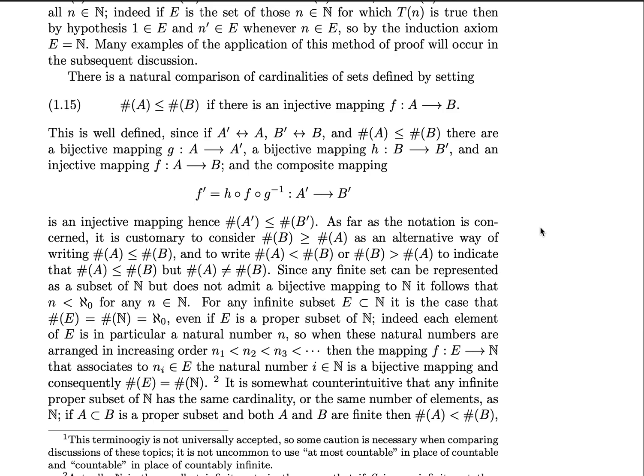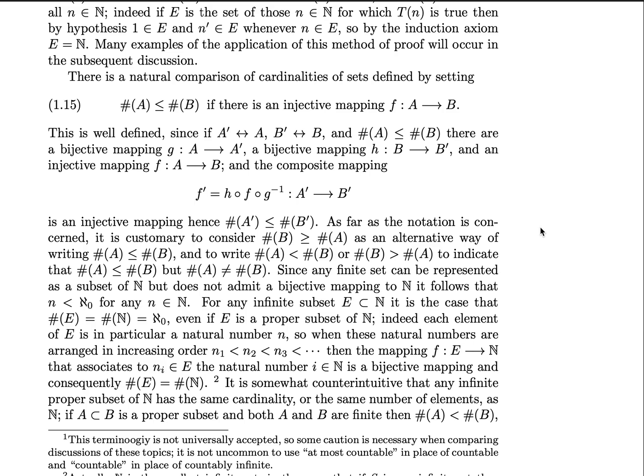This is well defined, since if A' is equivalent to A and B' is equivalent to B, and the cardinality of A is less than or equal to the cardinality of B, meaning that there is an injective mapping between A and B, then since A' is equivalent to A, there's a bijective mapping G from A to A' and a bijective mapping H from B to B'.